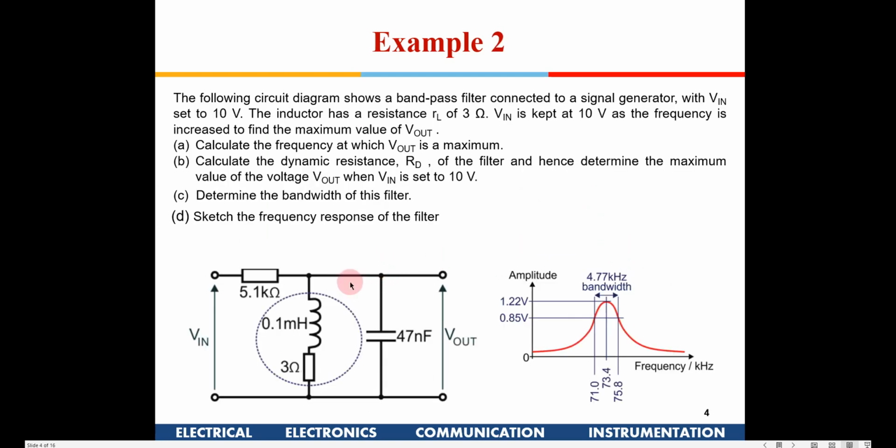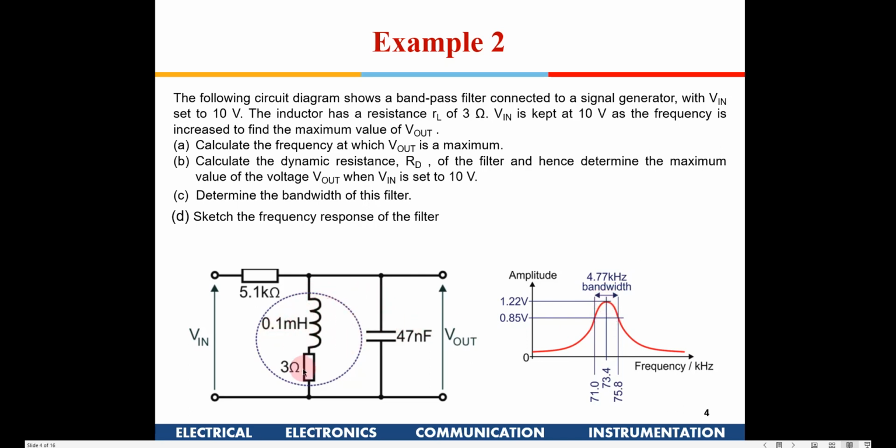Now this is the second example. This is a band pass filter, essentially because at high frequencies this capacitor will act like a short circuit, so there will be no signal output available. At low frequency this inductor will act like a short circuit. So the resonant frequency will be given by omega is equal to 1 by root LC. That will be the resonant frequency, and then you have the condition at resonance.